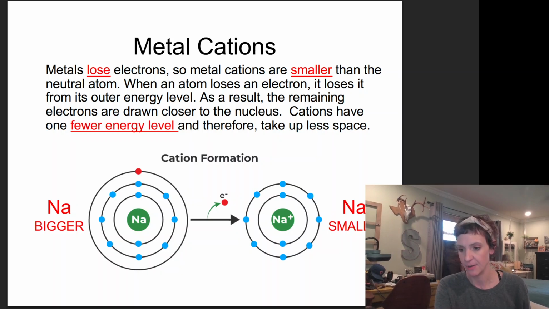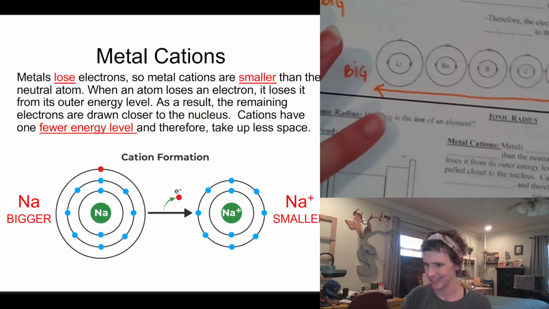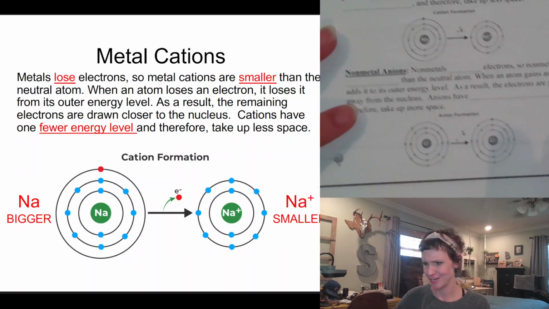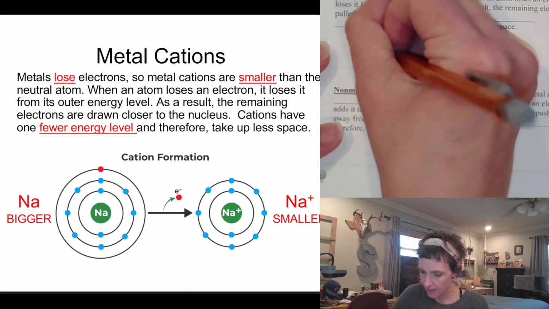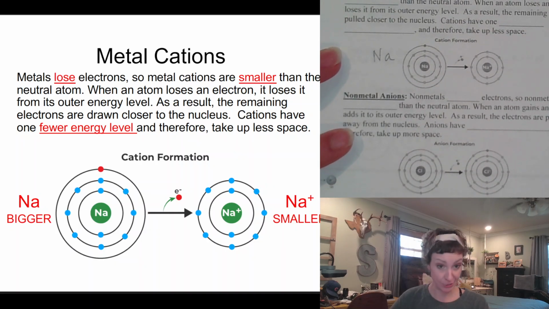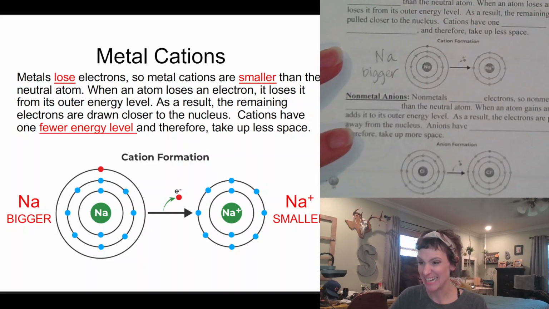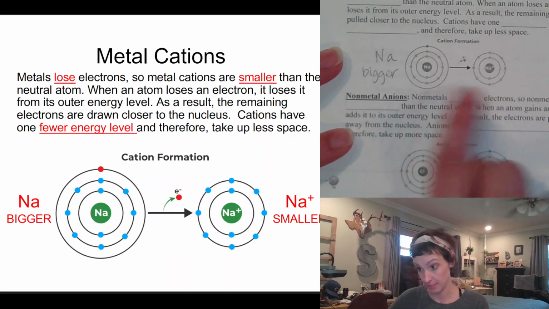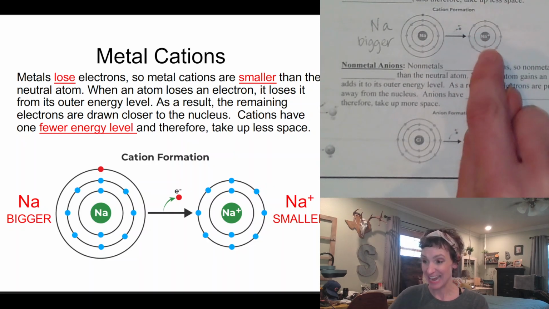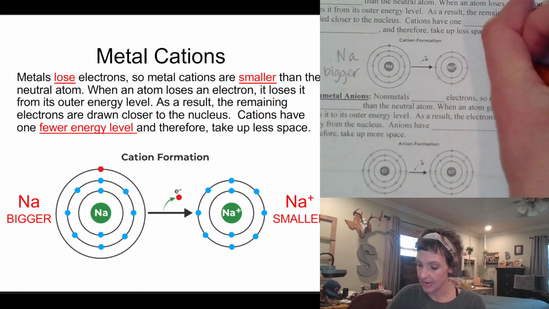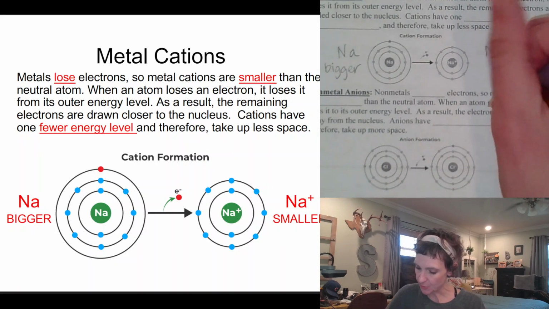So what I'd like for us to do is, on our notes page, write some of these things that I've written here. So here is our metal cation. I want us to write Na. That is the symbol for a neutral sodium atom. And we are going to write bigger. I want us to add those words to our picture. Obviously you could see that looks bigger, but we may need some help down here when we talk about nonmetals. So that Na is bigger. Now the sodium ion is Na plus, right? So Na plus, and he is going to be smaller.